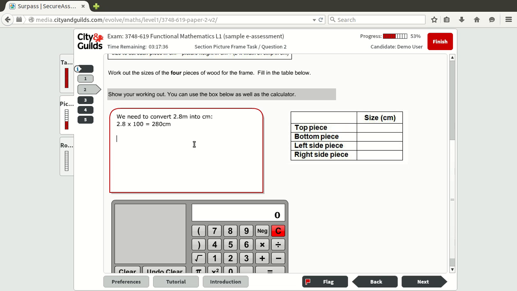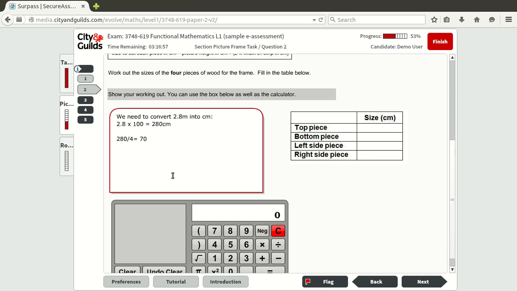That means if we have a shape that has 4 sides, it means that we have 280 divided by 4, because remember our frame has 4 sides. Okay, our picture frame, top, bottom, left and right. So we have available for each side, we have 70 centimeters.